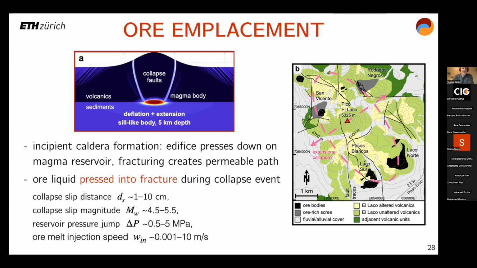And we calculated a wide range of injection speeds, anywhere from a millimeter to upwards of 1 meter per second. But this is a reasonably fast process, so that can keep up with the time scale of the seismic process. So what might happen next if we were able to, during one of these collapsing events, press some of the iron-rich melt into the base of these faults?